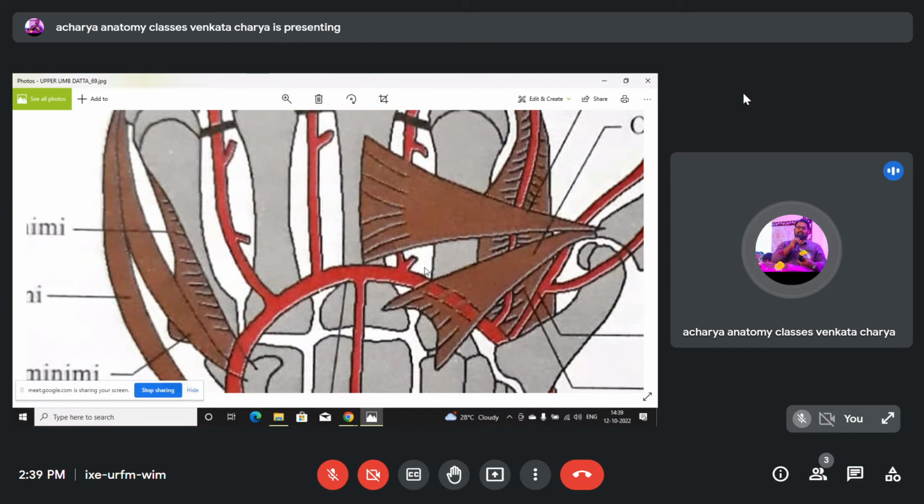These perforating branches communicate with the 3 dorsal metacarpal arteries. So dorsal metacarpal arteries are branches of the posterior carpal arch.